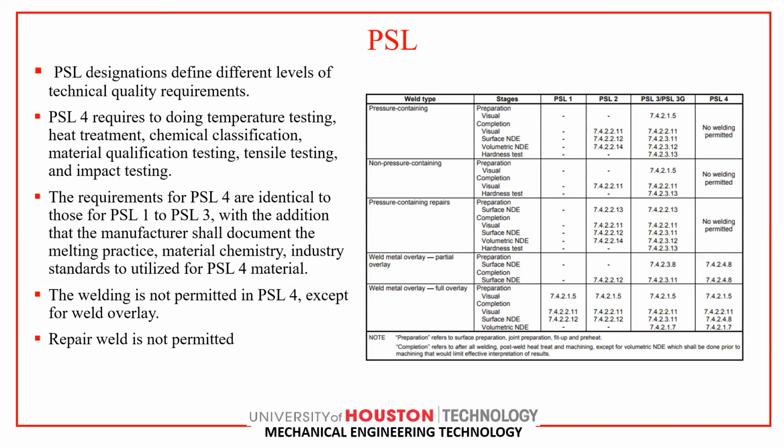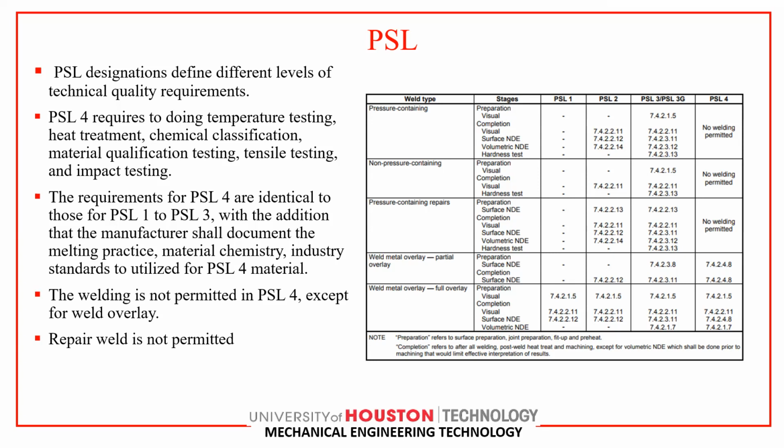including temperature testing, chemical classifications, material classification testing, heat treatment, tensile testing, as well as impact testing. We do all this testing to make sure our project, our design, our manufacturing final product is working properly. Also, in PSL level number 4, the manufacturers should document the material chemistry, material classification, melting, and industry standards to utilize the final product.